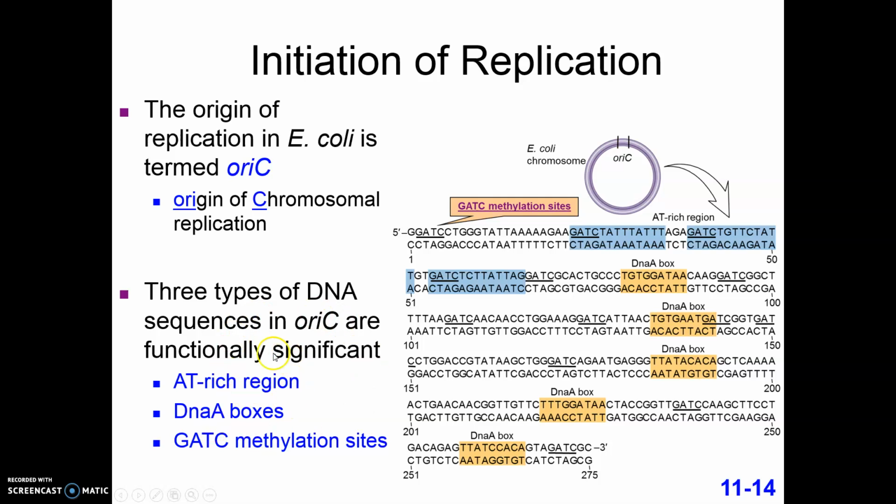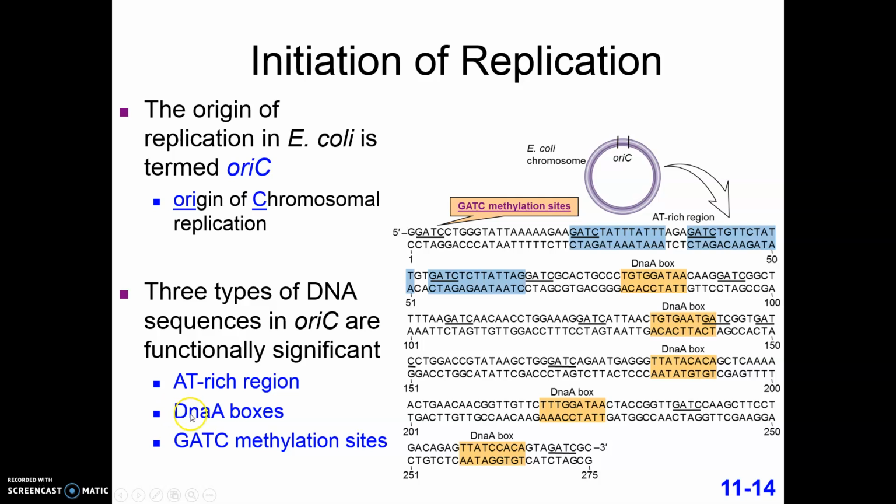We pointed out that there are 3 different types of sequences in here. One is an AT-rich region. So we have A's and T's rich in these 3 blue sequences. It tends to have more A's and T's than G's and C's.